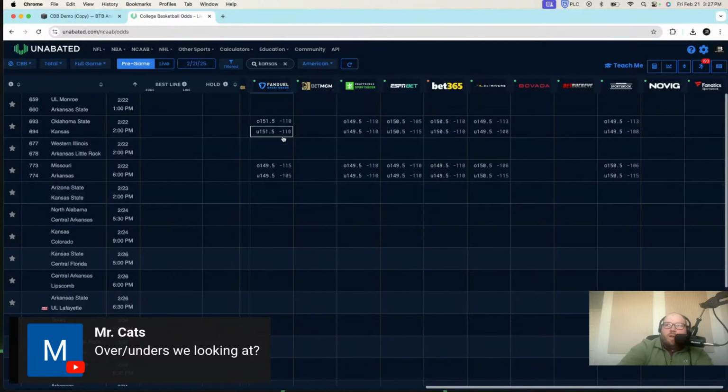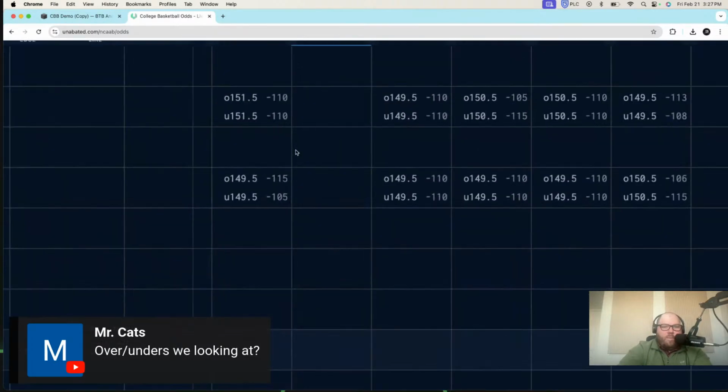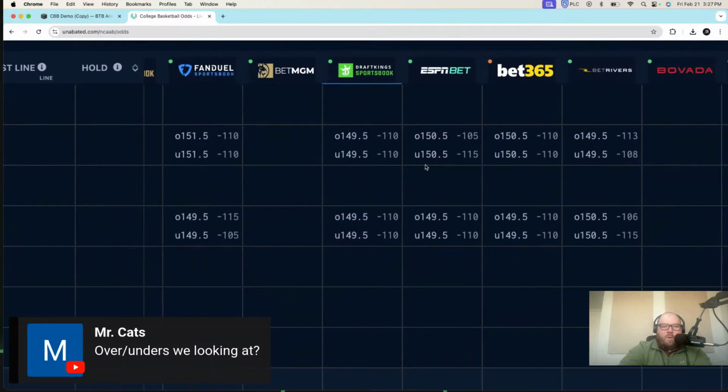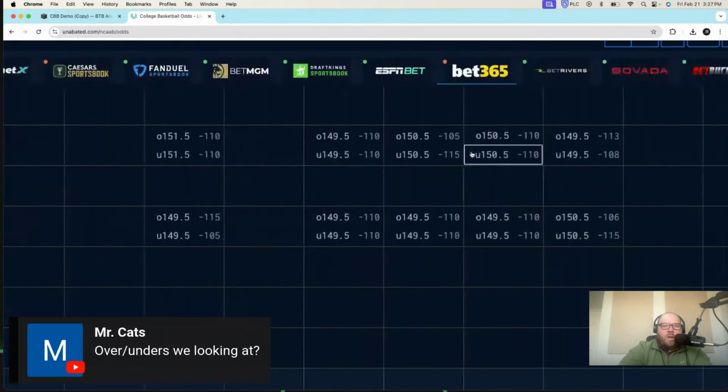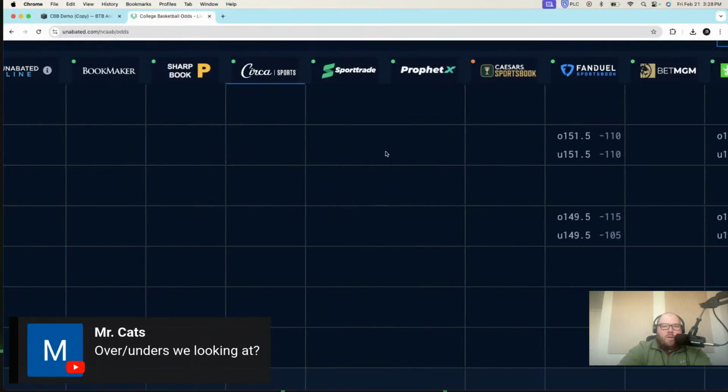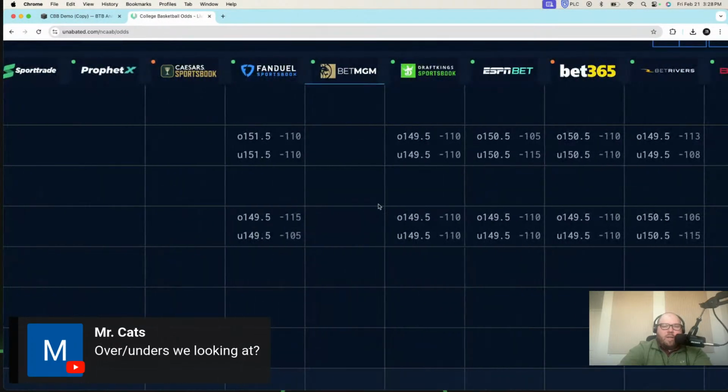Yeah, they still have it. Under 151 in the Kansas Oklahoma State game is like a slam dunk value. You can see, they have it priced very differently. The other thing too is no market maker. There's not even a market right now for this. So these books are just kind of pricing it on their own, which is not really great.